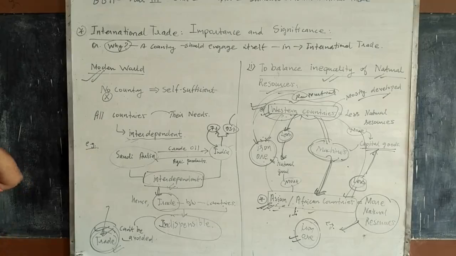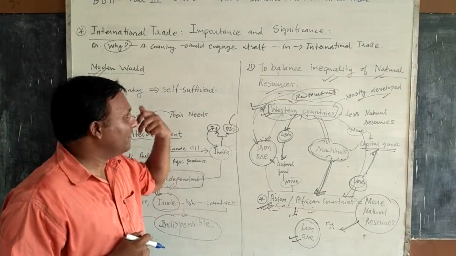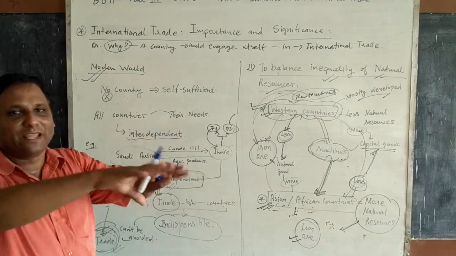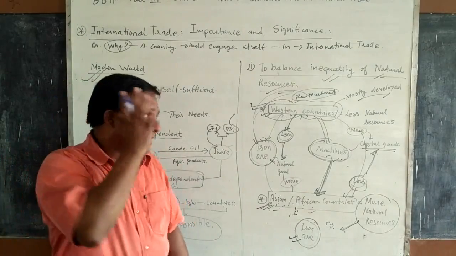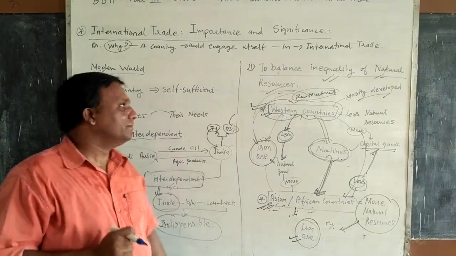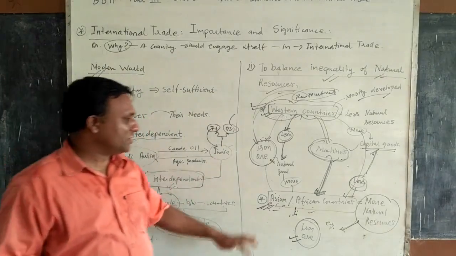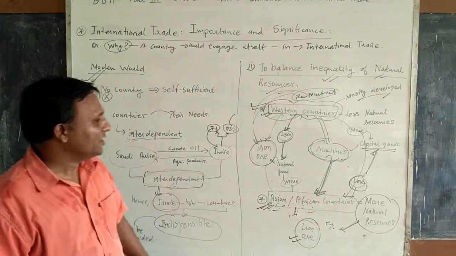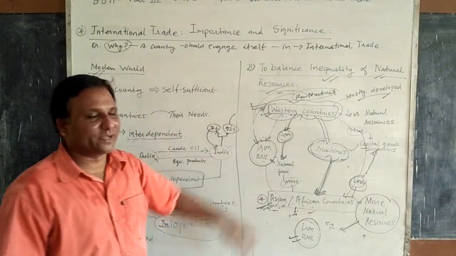So this is the first, very important reason why countries should involve in international trade: there is inequality of natural resources. If you look at the geographical map of the world, where the minerals and deposits are, you will find that most of the natural resources are distributed in Asian and African countries. Because other countries have less, they import from these countries.